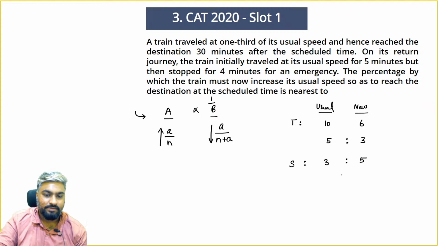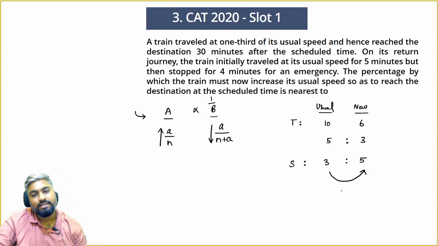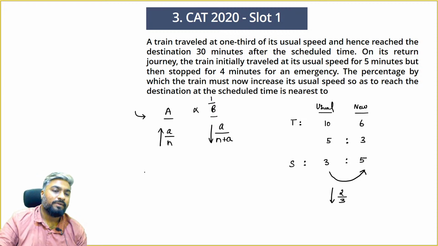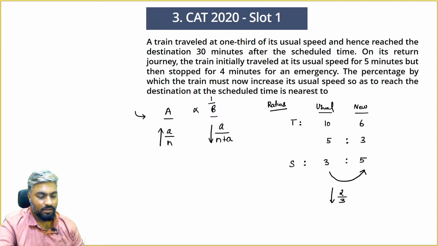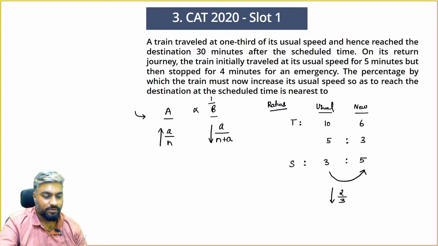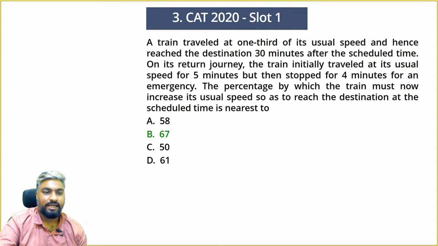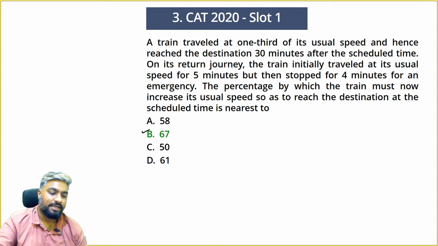Are you feeling this? So what do we need to find out? From 3 to 5, how much is the increase? It is 2/3. Clear? If you don't want to continue with a by n, you can also jump to ratios. That will also help you. Srihari, I hope this was clear. 67% is the right answer.